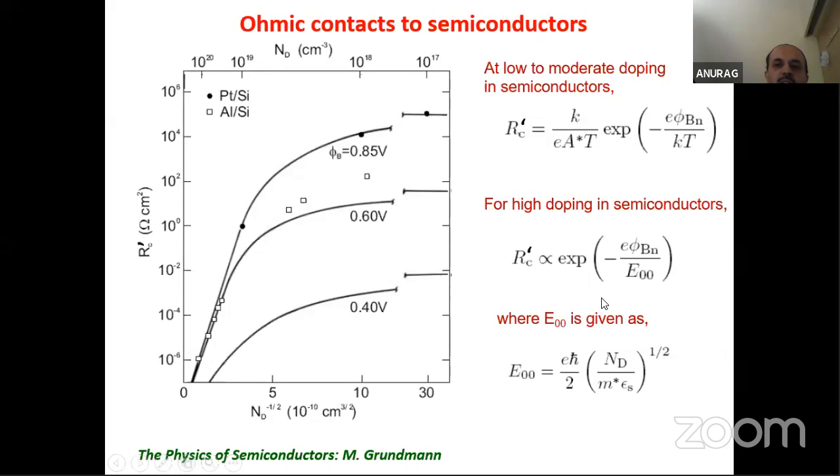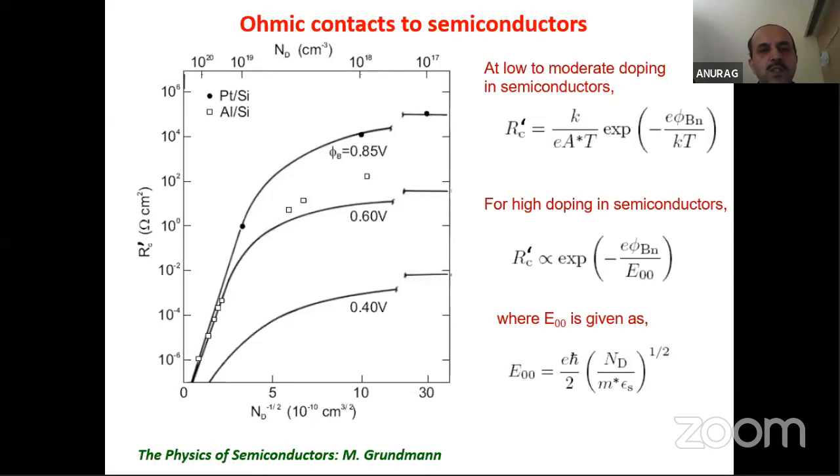So what you have to have is a higher donor concentration, so you can see the higher donor concentration is on this side. If you have higher donor concentration, you can see the value of this one is higher. So eventually the RC dash value is going to decrease drastically. You see, this is the log scale. So you can go from 10 to the power 0, or 1, to even 10 to the power minus 6 by changing the dopant concentration from 10 to the power 19 to 10 to the power 20.